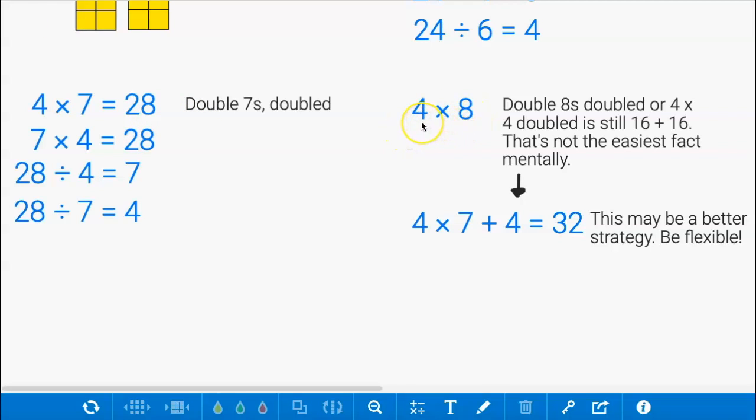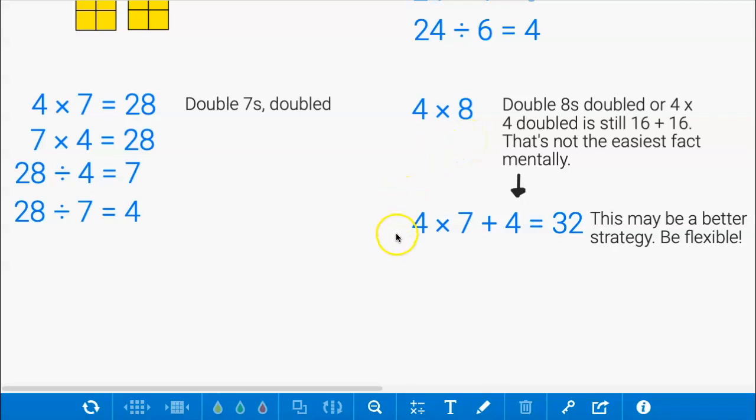Let's take a look at 4 times 8. Well, our double 8's is 16, and doubling that, it would be 16 plus 16, which isn't the easiest math fact to do mentally. And let's see, could we do half then double? That's not really that convenient either, because half of 8 is 4, and 4 times 4 is 16, so 16 twice, again, not the easiest thing to add up to make 32.